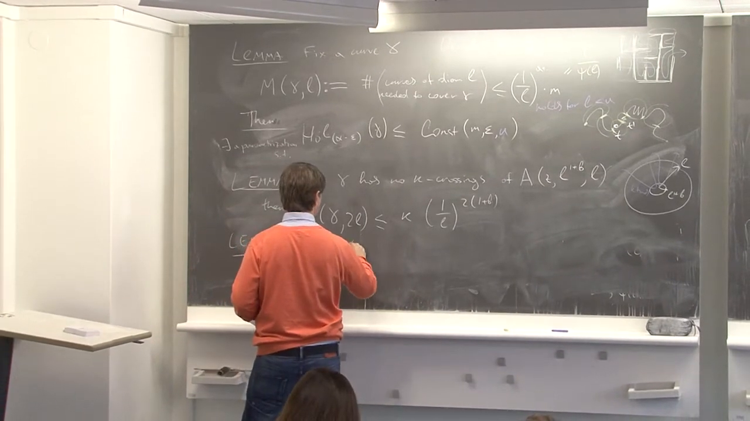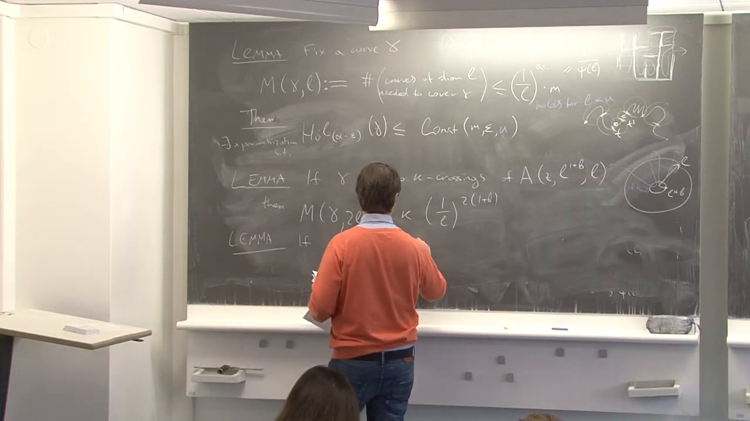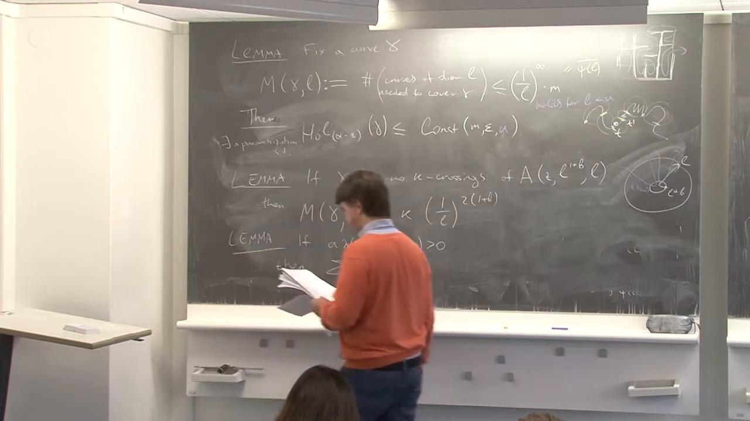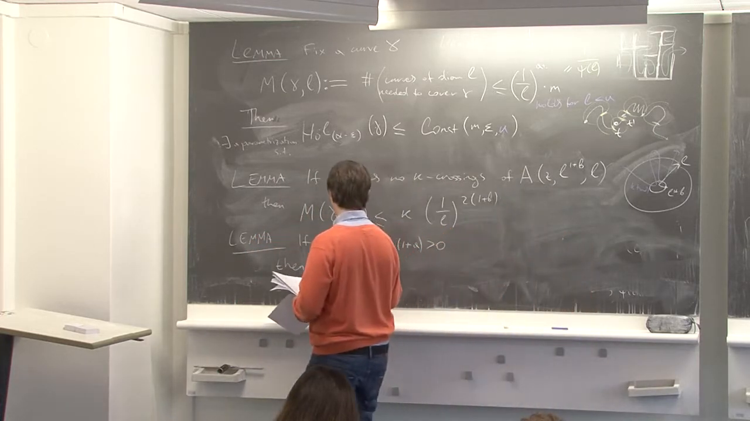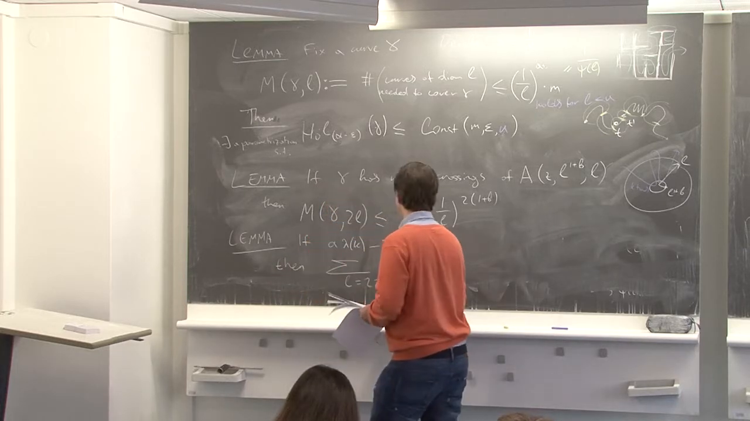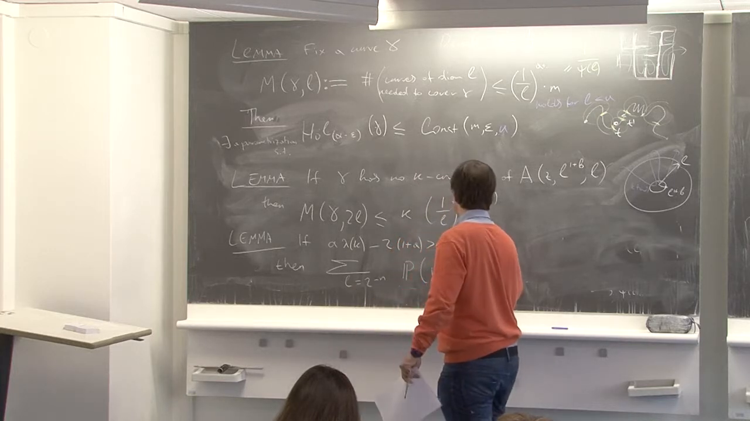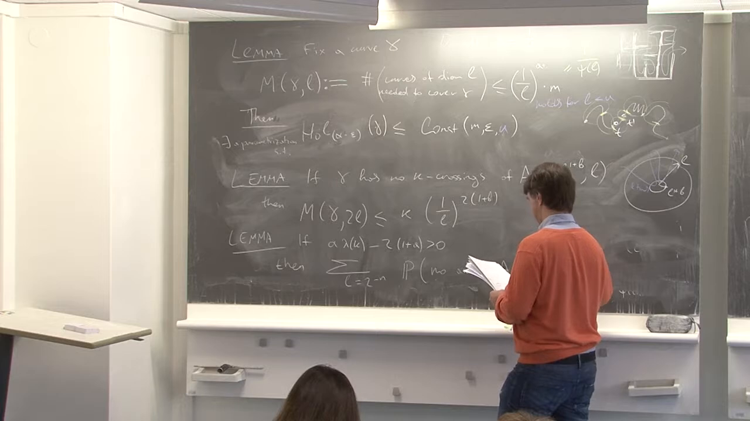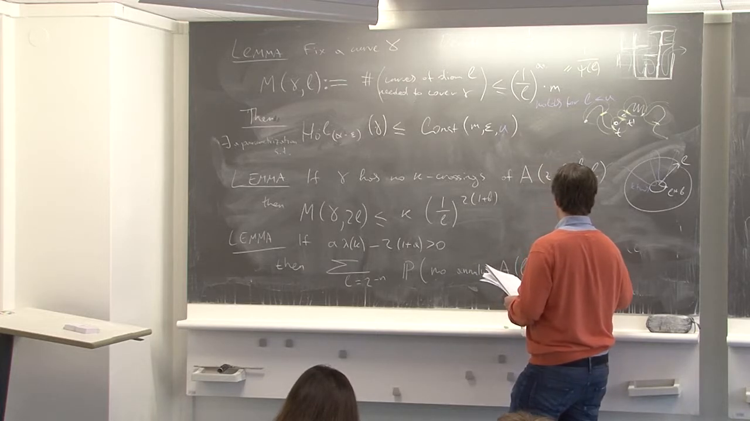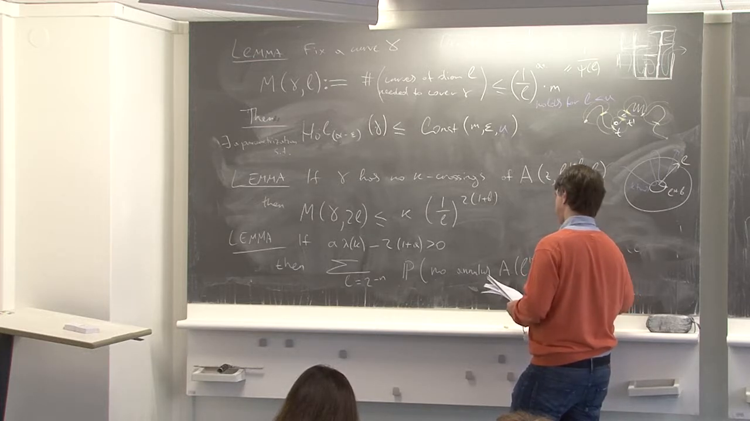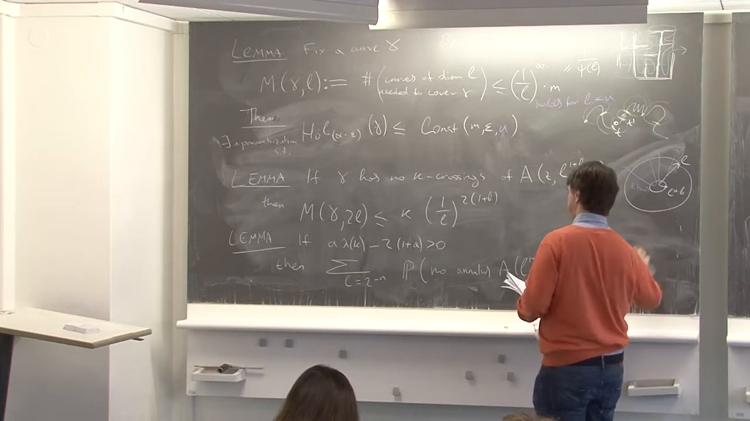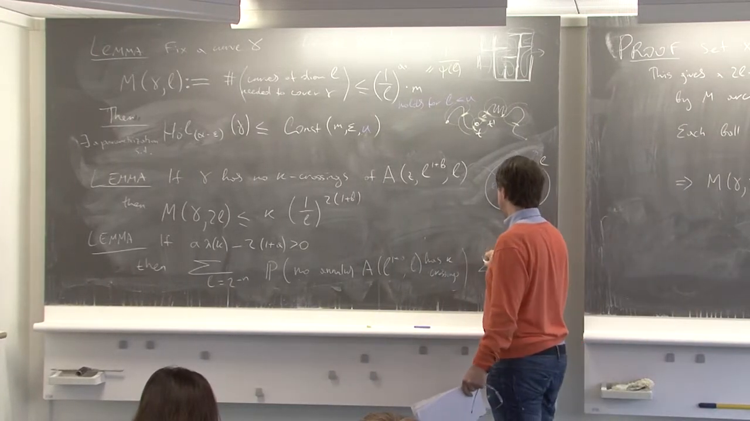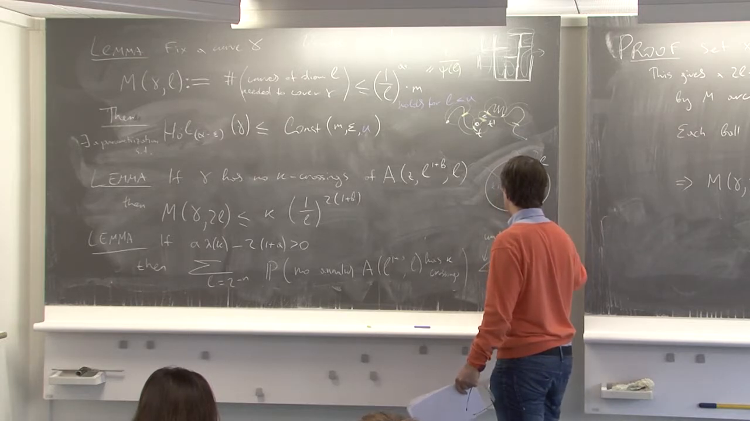So if lambda of k minus 2 times 1 plus a is bigger than 0, then the sum over L equal to 2 to the minus n of the probability that an annulus A(L, 1+a)L has k crossings converges uniformly. Uniformly for different measures mu.